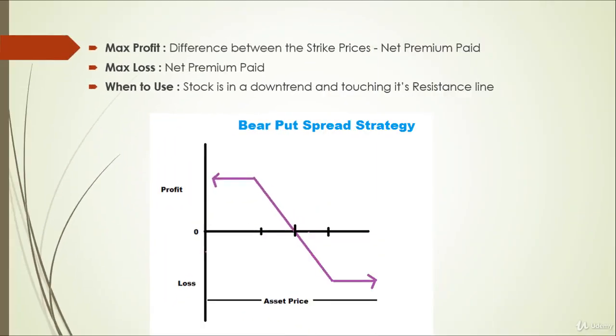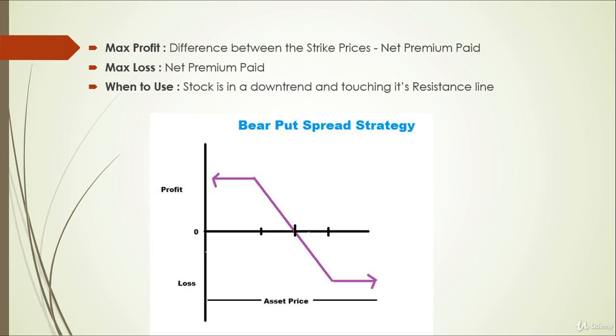The spread is established for a net debit because the price of the long put is always greater than the sold put. The maximum profit is limited if the price falls below the lower strike price and is equal to the difference between the strike prices minus the net cost of the spread.